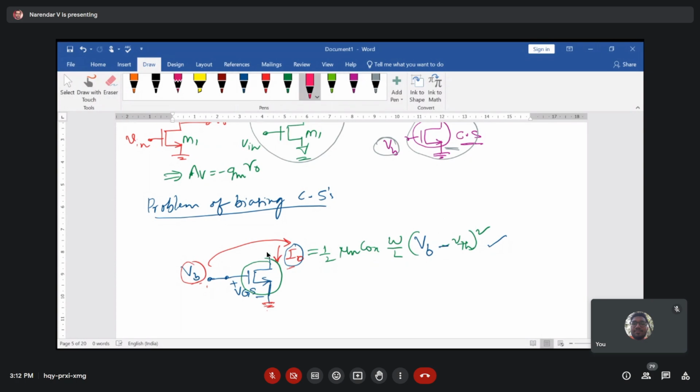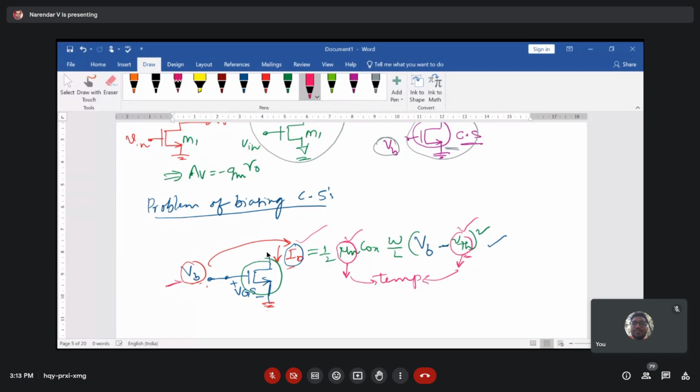If we look at this expression, what you can notice is that mu n is the mobility of the transistor, and VTH is the threshold voltage of the transistor. These two factors vary with temperature, am I right? When you vary the temperature, the mobility of the material is going to change, and the threshold voltage of the device is also going to change. It means that if these two factors get modulated, then your current gets modulated, even though you fix a value of VB.